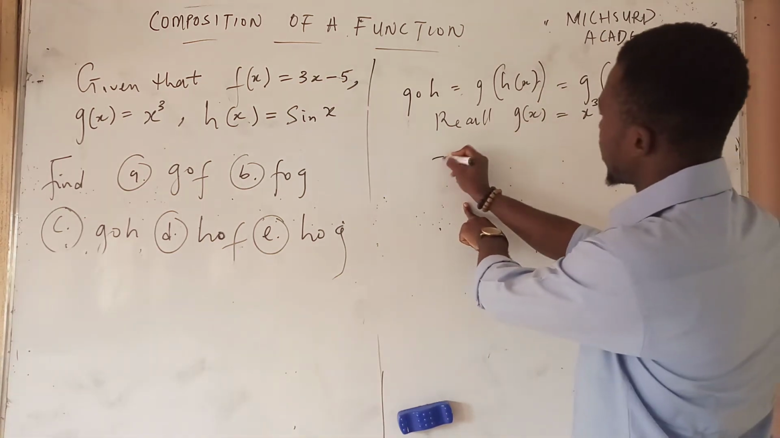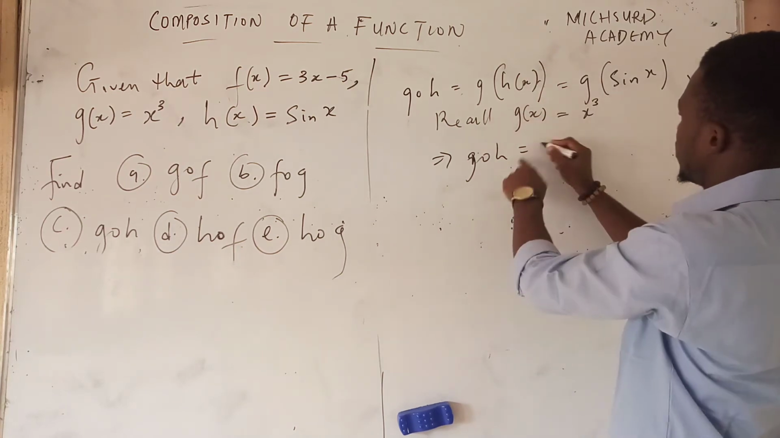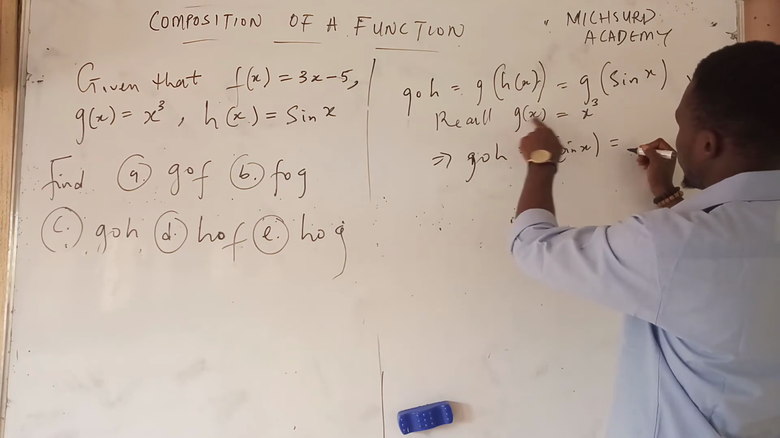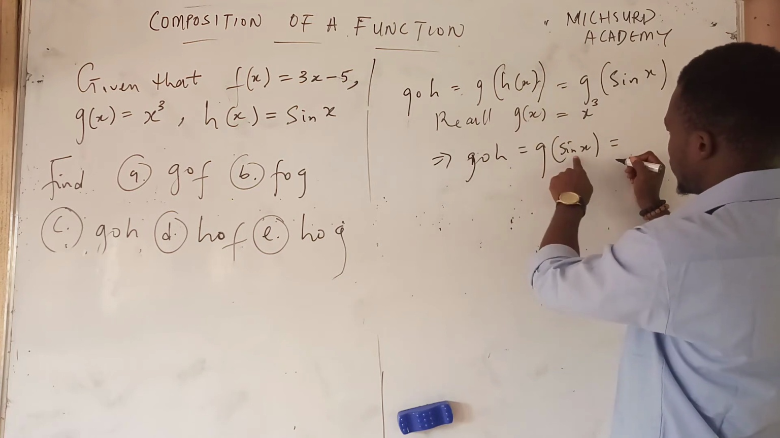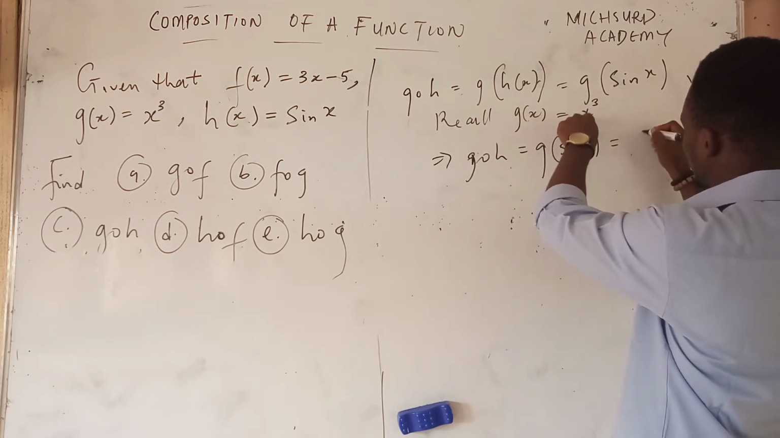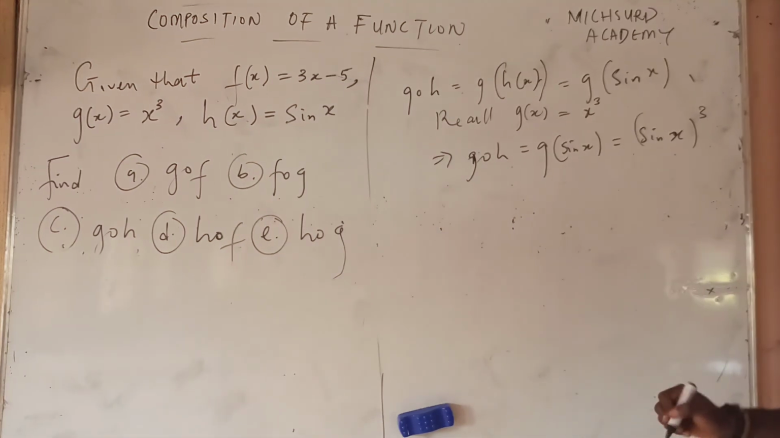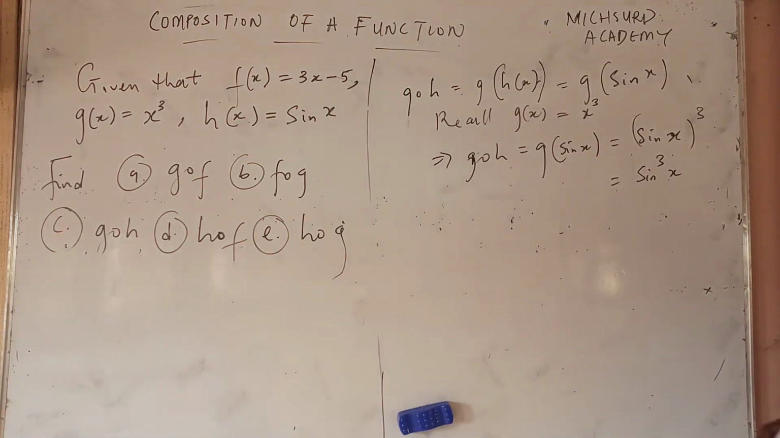So that implies that instead of writing g of x, we are now using g of sine x. So anywhere I see x, I put sine x into this function, so that this will be sine x all raised to the power 3. Alright, so you can still see this answer as sine x raised to power 3, in this form it is still the same as this.